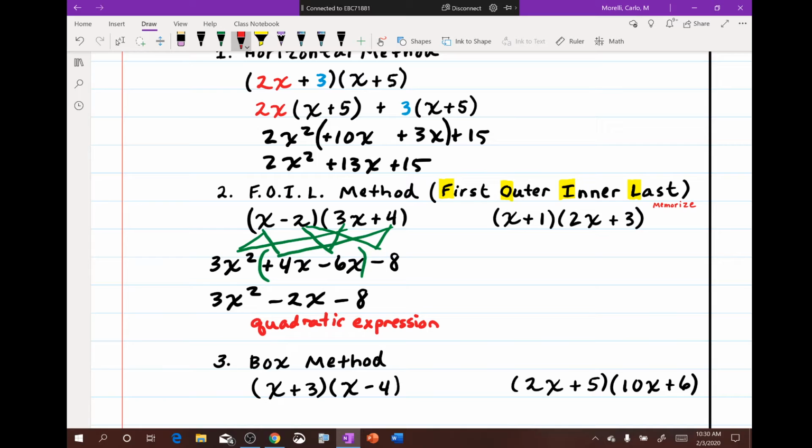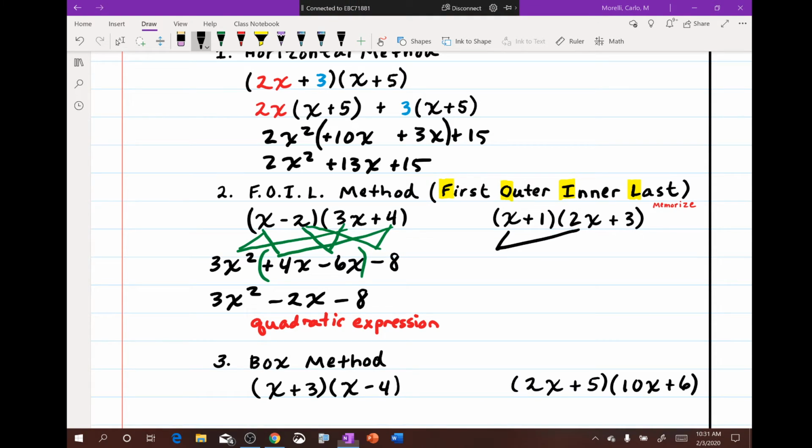Okay, when you multiply two binomials together, depending on the degree, you'll end up with something that looks like that. That's called a quadratic, right? Just going to do another one real quick.